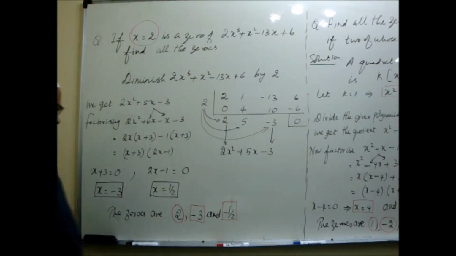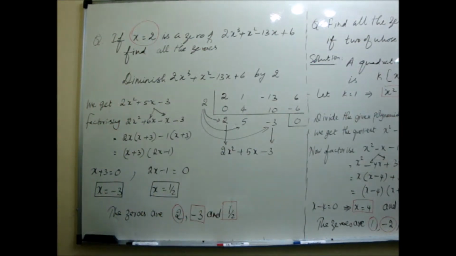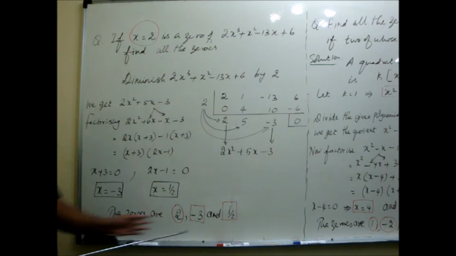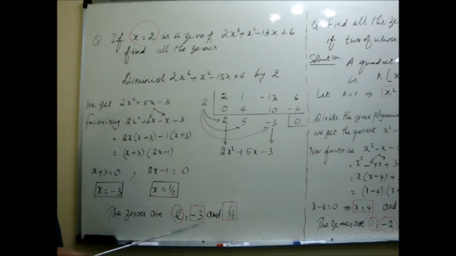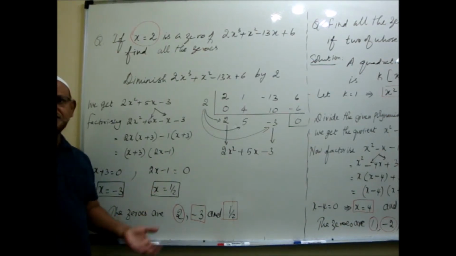So your zeros are x is equal to 2, minus 3 and half. These are the 3 zeros. This 2 is the one they have already given, and the other 2 are the ones we found. We have to list all the 3 zeros. These are the new zeros we found, and this is the one given. This is how we have to do it.